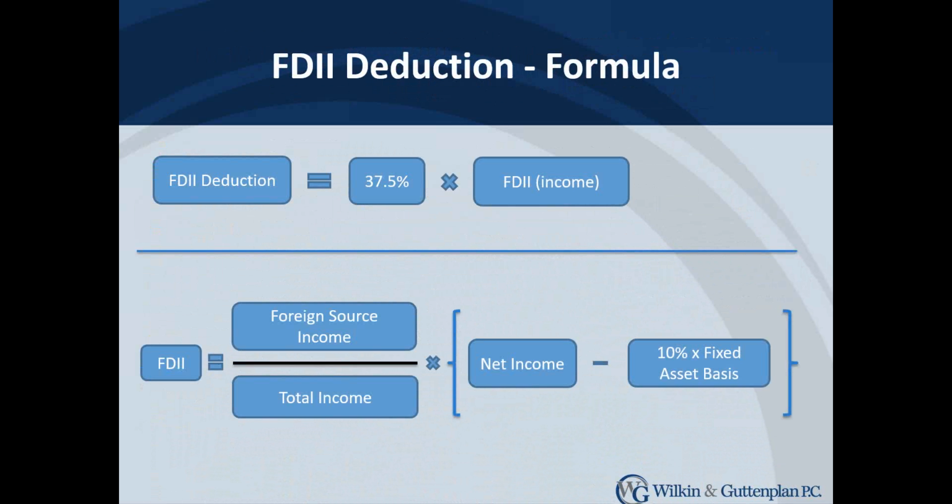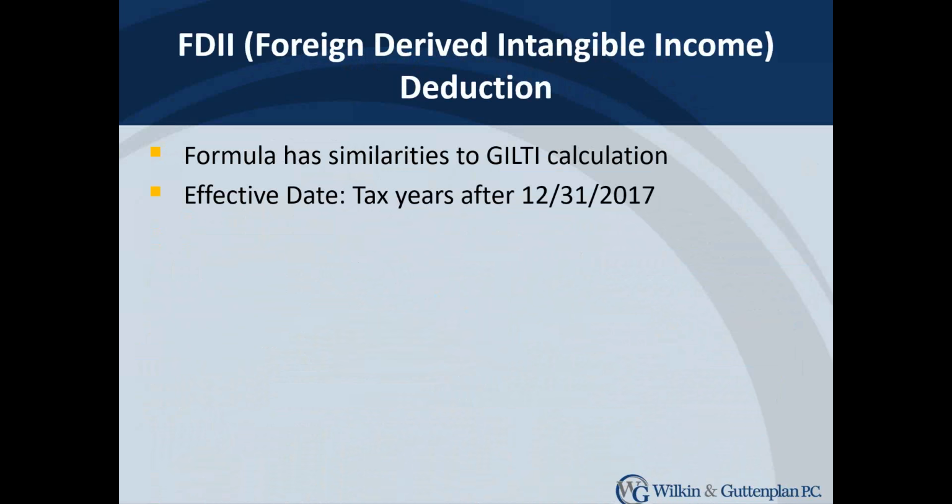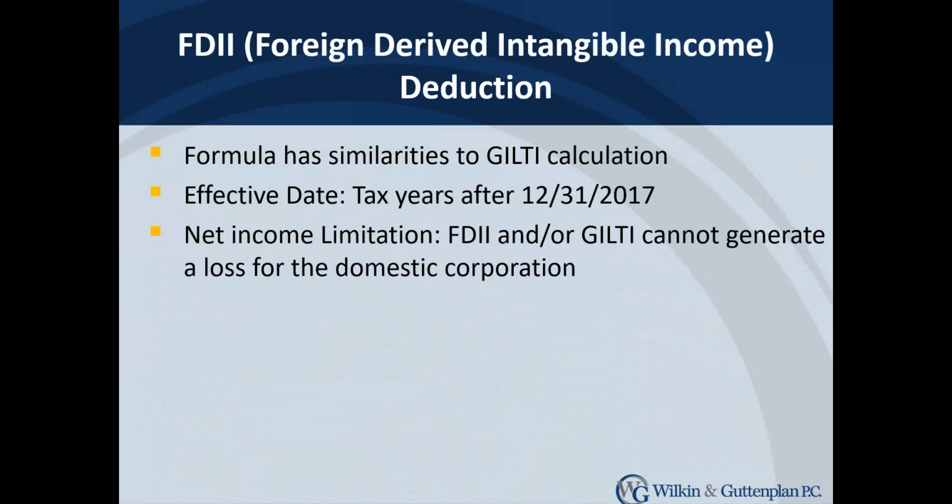It's important to note here that if you're operating as a branch, this deduction may not be available to you because branch income would be excluded from foreign source income. So the formula, as we saw, has similarities to the GILTI calculation. The effective date is tax years after 2017, so 2018 is the first year, which goes correspondingly with the new territorial tax system. And last but not least, there's a net income limitation where the FDII and GILTI deductions cannot generate a loss for the domestic corporation. That's kind of a moot point.